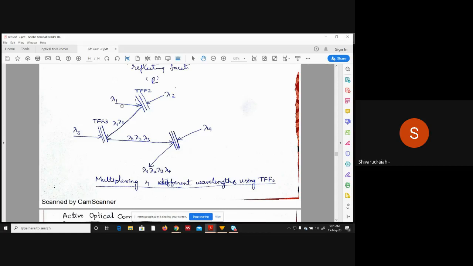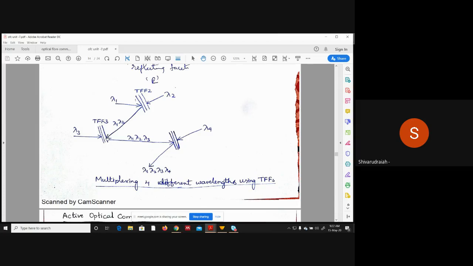Okay, so lambda 1, which is incident on TFF2, will be reflected, whereas lambda 2, which is incident on the other side of thin film filter 2, will be transmitted. So again, understand these thin film filters are bidirectional devices. They can operate in either direction, right? So lambda 1 will be reflected, lambda 2 will be transmitted. Together, lambda 1 and lambda 2 will be incident on the right surface of thin film filter 3.